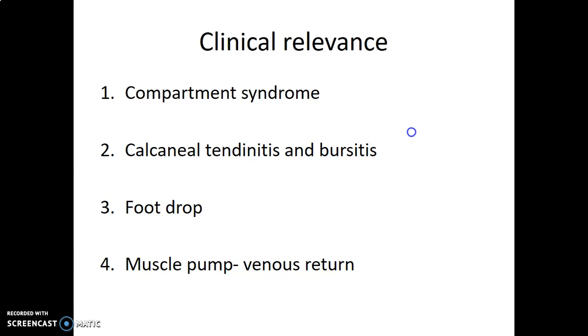Another clinical relevance of the leg, we have the muscle pump. What do we refer to as muscle pump? The triceps surae, the gastrocnemius and soleus, when they contract, they enhance the venous return. Remember, blood in veins of the leg is moving from distal. The blood has to be pumped upwards towards the heart, and you need valves to ensure unidirectional flow of blood against gravity. So when the triceps surae, or the calf muscles, contract, they help to pump venous blood upwards.